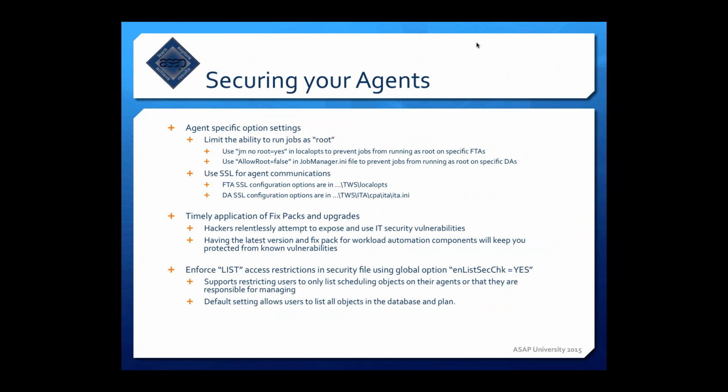So now we're going to talk about some more specifics about securing the actual agents in your environment. If you look at an FTA versus a dynamic agent, there are different configuration files for those. The local opts file is used for the fault-tolerant agents, and there's a local option called jm no root. You can set that to yes, and it prevents any FTAs from running root jobs. Otherwise, it is possible to run root jobs. Now, as John just pointed out, you can qualify in your security file that only certain users can run jobs as root. So you could leave this as allowing root, but lock down the security file for who can submit jobs that run as root. So you've got different levels of control.